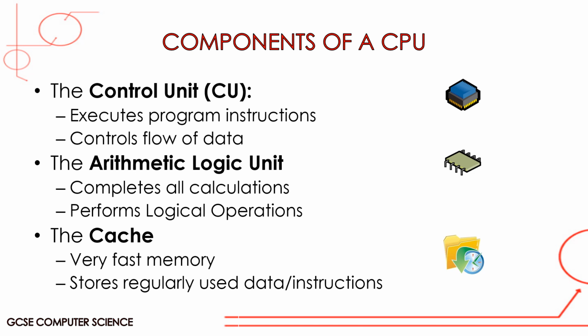There are various components of a CPU. The main one is the control unit. This is what executes the program instructions and also controls the flow of data in the CPU. The ALU, or arithmetic logic unit, completes all calculations and performs any logical operations such as AND, OR, or NOT. The cache is a part of memory inside the CPU. It's very fast memory and it stores regularly used data and instructions.